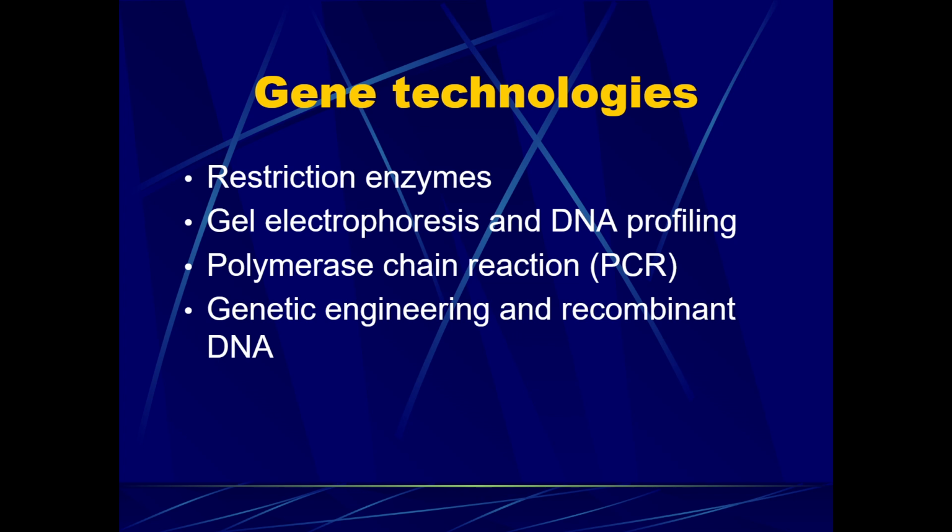And gene technologies like restriction enzymes, gel electrophoresis, DNA profiling, PCR or polymerase chain reaction, genetic engineering, and recombinant DNA are all new types of gene technologies that would all be considered biotechnology. Gel electrophoresis and DNA profiling has actually already evolved to include the use of short tandem repeats, and we now call it capillary electrophoresis instead of gel, and it uses a much smaller apparatus and is therefore cheaper.